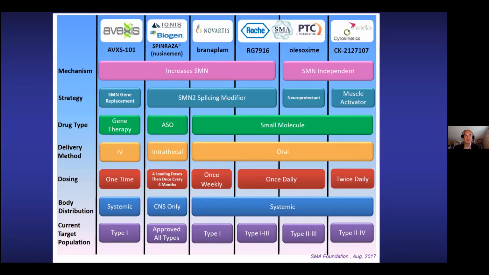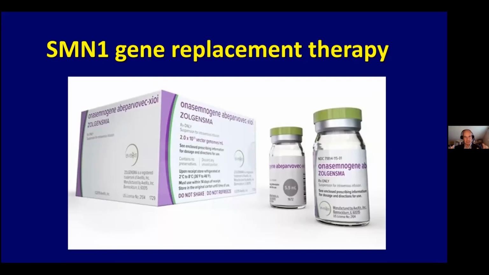So again, just to remind you that most therapeutic strategies focused so far on the increase of the SMN protein, either by replacing the gene itself or by playing on the splicing machinery. But in the more or less distant future, we might also use other SMN-independent strategies, like protecting the motor neuron or putting in a muscle activator to rescue the phenotype. So all this is very exciting and very promising. But today we're going to talk about the gene replacement therapy that has been approved not long ago.